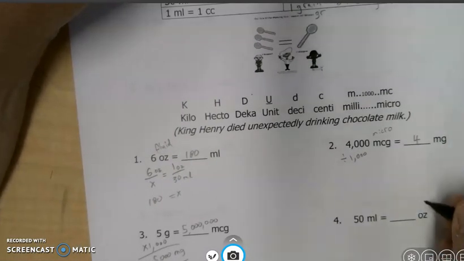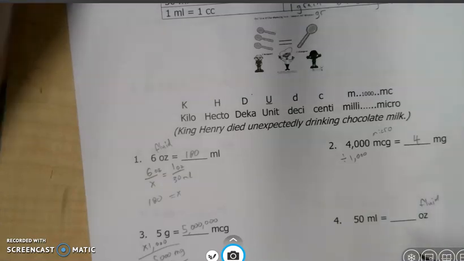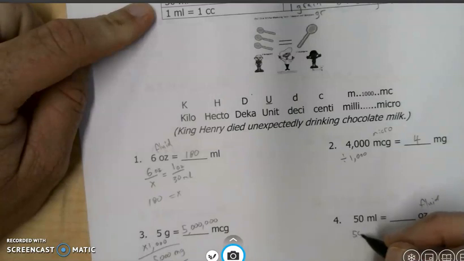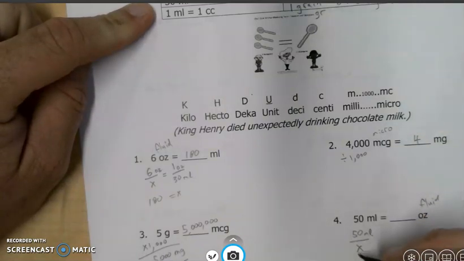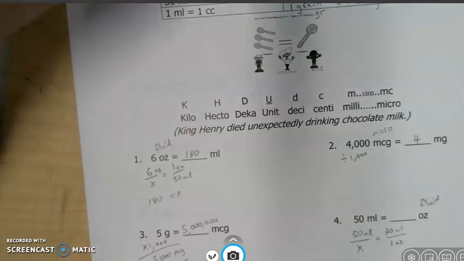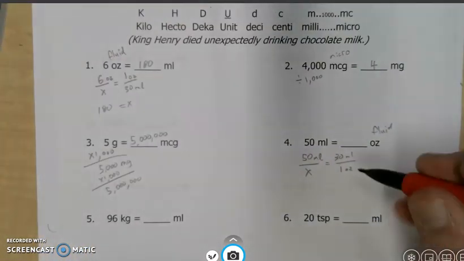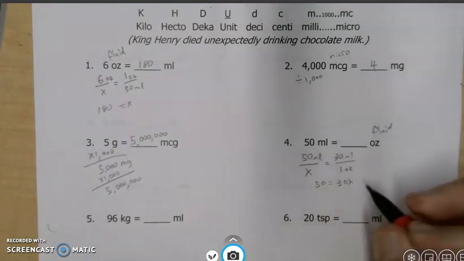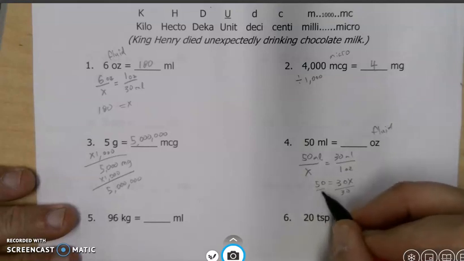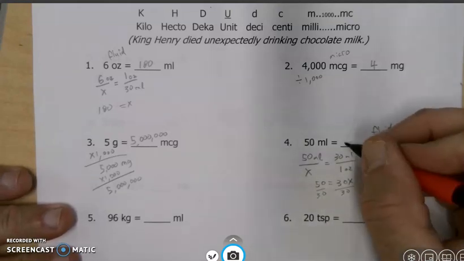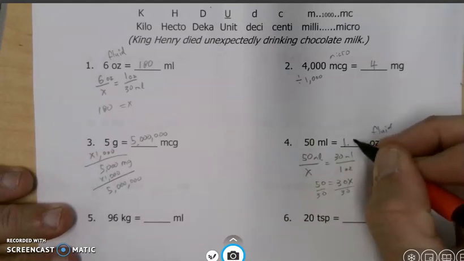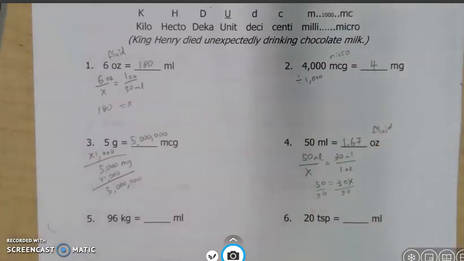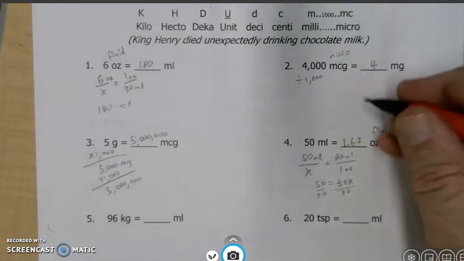So here we're going milliliters. Again, this has to be a fluid ounce. And we know it's a 30 to 1. So 50 milliliters over an X number of ounces has to equal 30 milliliters over 1 ounce. So this is a proportion, and conversions can be solved using proportions. Here I would cross multiply. And as a math teacher, I like this because I get to practice my algebra. Yay, algebra! So this is 1.67 ounces.